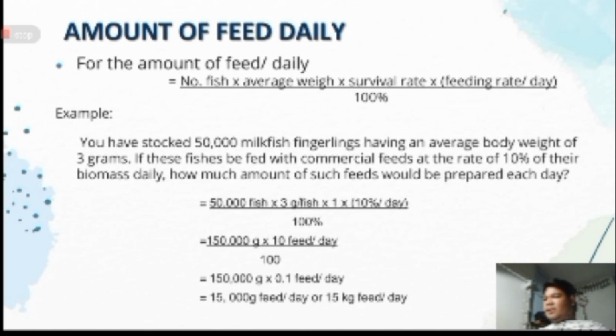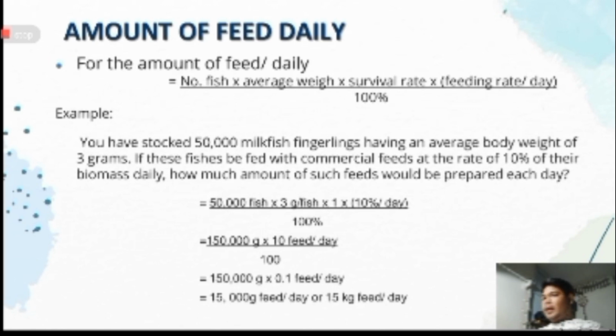Sa PISAW manual is hindi siya naka-indicate kung bakit 1 ito. Maybe it is a constant or iniisip ng author na the survival rate is 100%. That's why this is 1. So our feeding rate per day is 10%. So kailangan nating i-cancel yung fish and then the percentage. We will have 50,000 times 3 grams times 1, which is 150 grams.